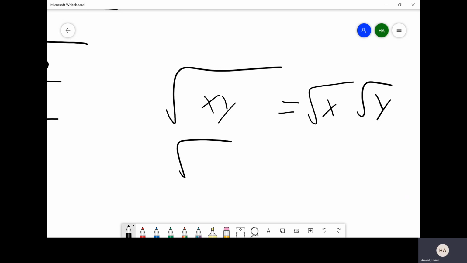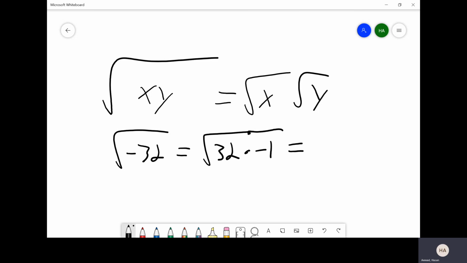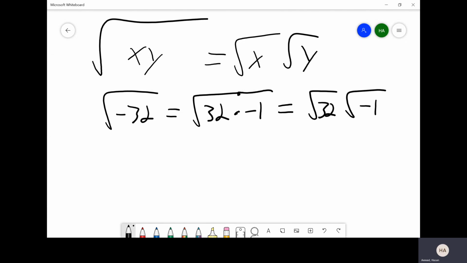Well, if we have square root of negative 32, this is really the same thing as positive 32 times negative 1, right? So what I'm going to do is I'm going to split them up into their each individual parts. So we have square root of 32 times square root of negative 1. And what did we just say square root of negative 1 is? This is our base value i, right? This is our imaginary number. So really, this is square root of 32 i.